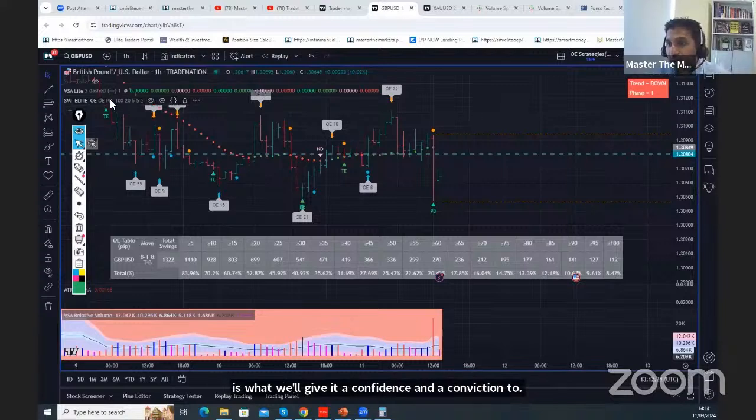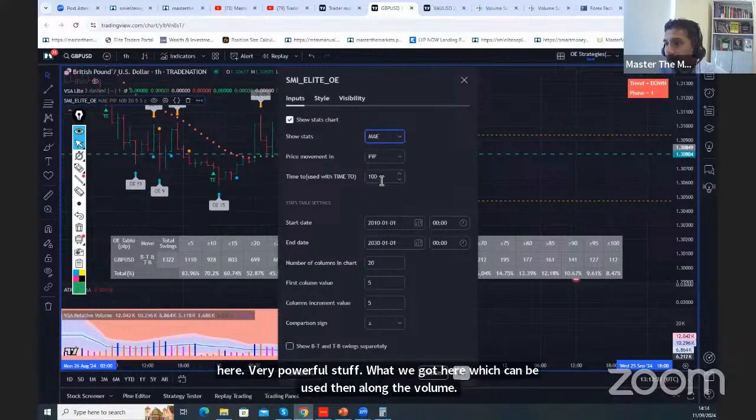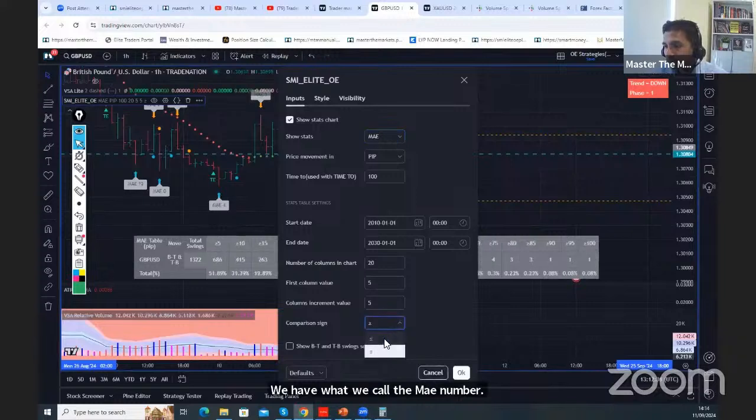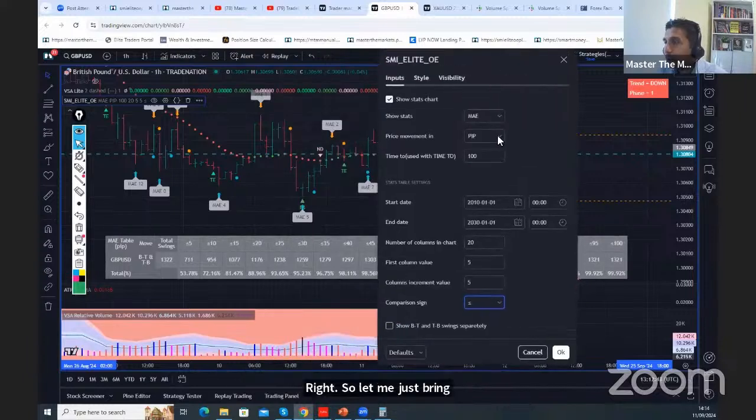Now, what we have also programmed with the market structure, very powerful stuff, which can be used along with volume, is what we call the MAE number. Some of you might know what it means, but I'll explain that in a minute. Let me bring the stats out as well. Remember, you can do this either in raw format, I'm using pips because it's currencies, or in the ATR format, or percentage. So you can change it to less than or equal to.